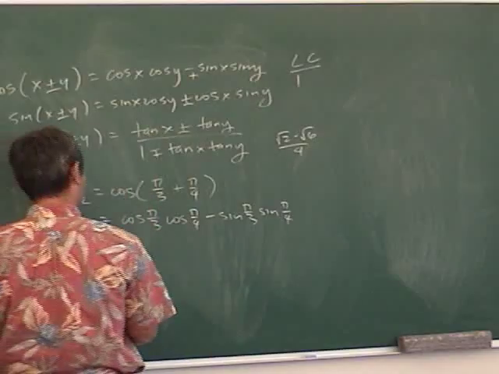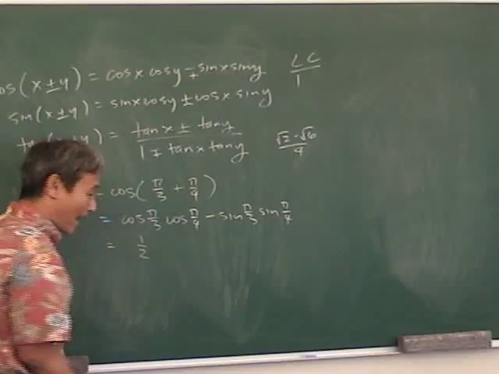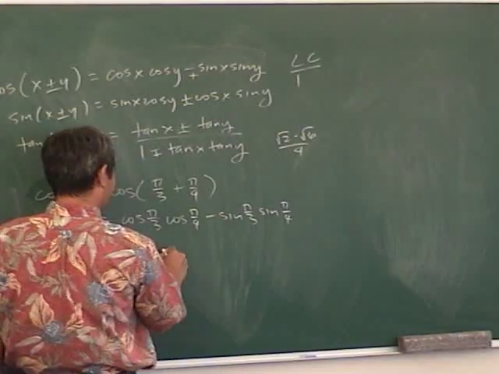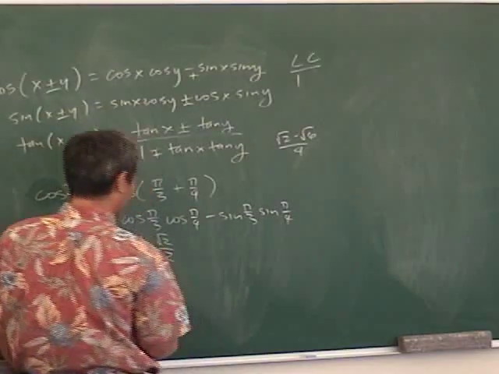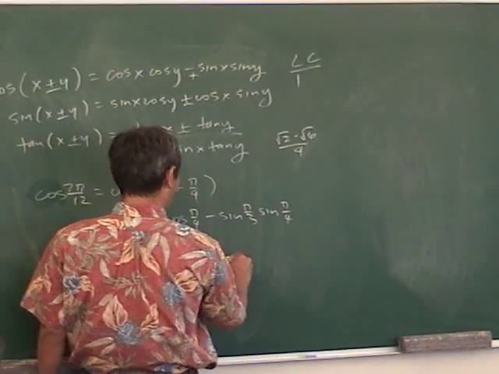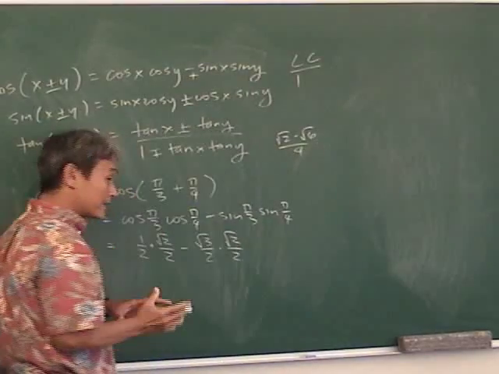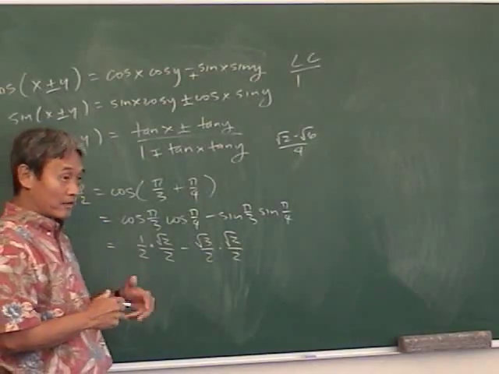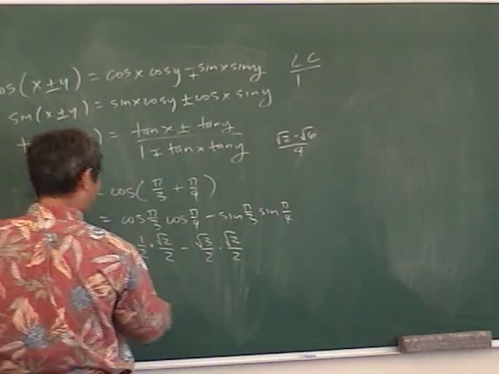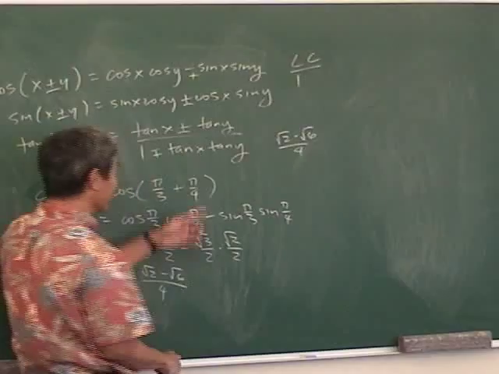Okay, now you gotta know your trig values. What is cosine pi over 3? Quick. 1/2. It's 1/2. Cosine pi over 4. 1 over root 2 or root 2 over 2. Minus root 3 over 2 times root 2 over 2. Now, in this case, it's better to use root 2 over 2 rather than 1 over root 2. You're going to find that true. So now if you make a least common denominator of 4, you get root 2 minus root 6 over 4. See? It worked.